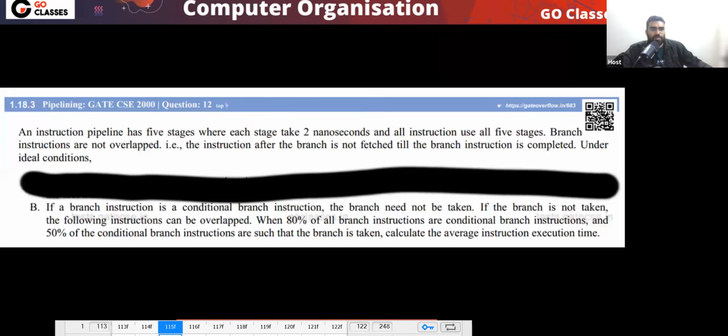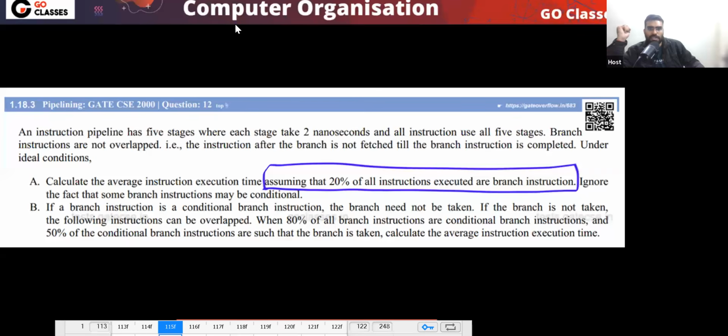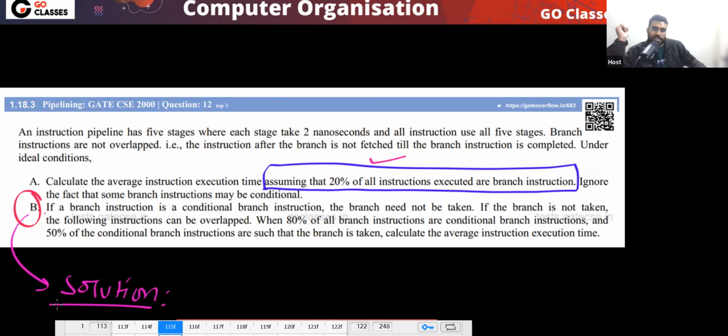We also need to use this information. This is a subjective question, I think. Anyway, we need to use this information too, that 20% are branch instructions. Now the question is very simple, focus on this. Tell me what solution this is in option B. Read option B and tell me what solution you are using.